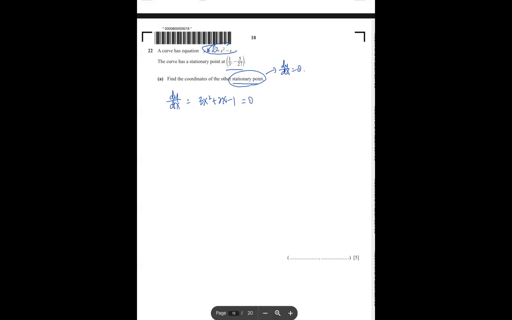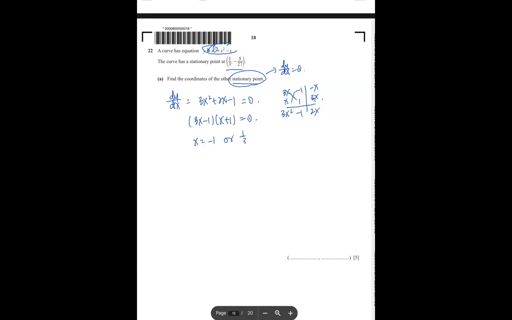Then we just solve a quadratic equation. Factorize. In your non-calc paper, any quadratic equation can be factorized if they ask you to solve, unless you're doing completing the square, then that one is a different story. I'm going to factorize this first. So this is 3x minus 1, x plus 1 equals 0. Solve: x equals negative 1 or 1/3.